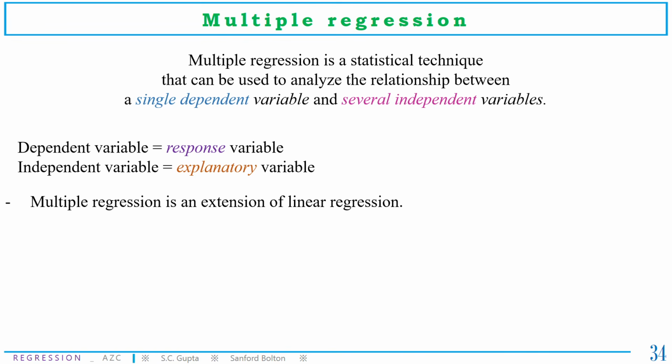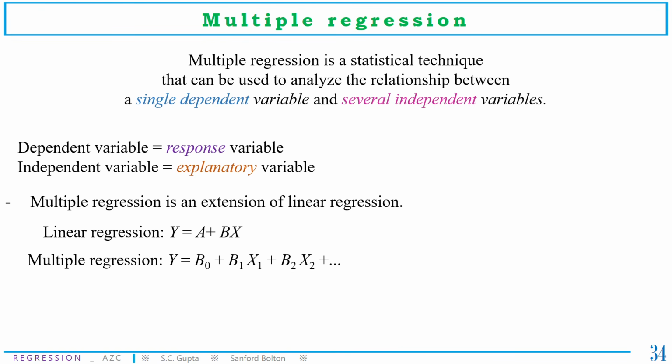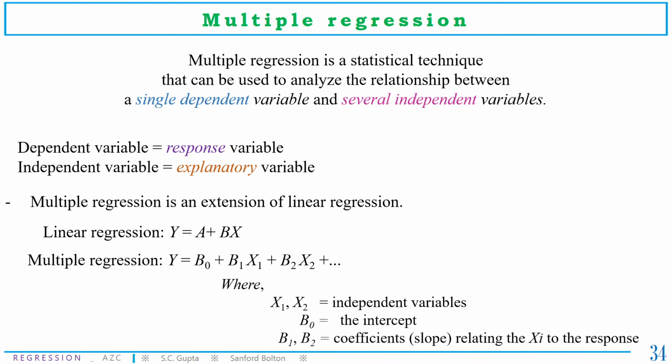Multiple regression is an extension of linear regression. Linear regression is y is equal to a plus bx, while the multiple regression equation is y is equal to b0 plus b1 x1 plus b2 x2, and so on, where x1, x2 are independent variables, b0 is the intercept, and b1, b2 are coefficients relating the xi to the response.